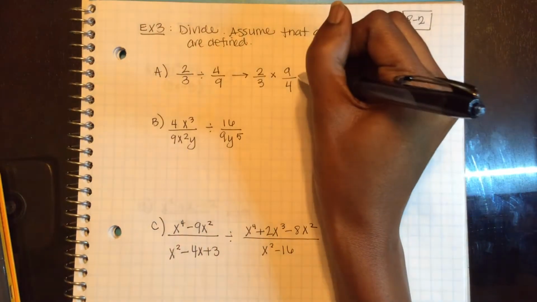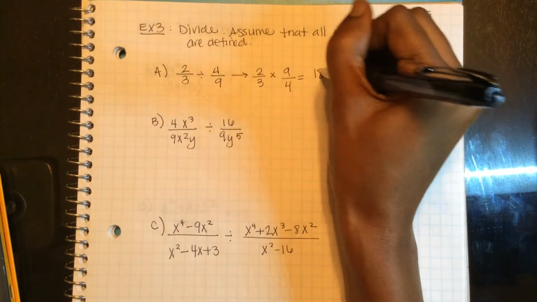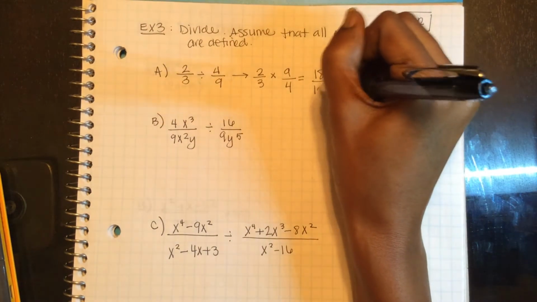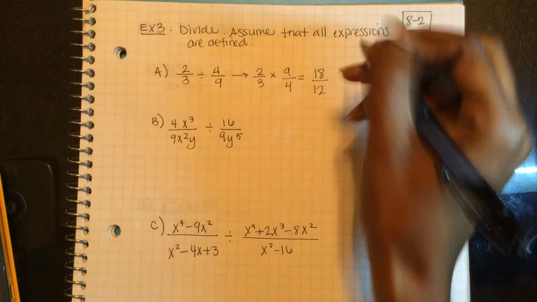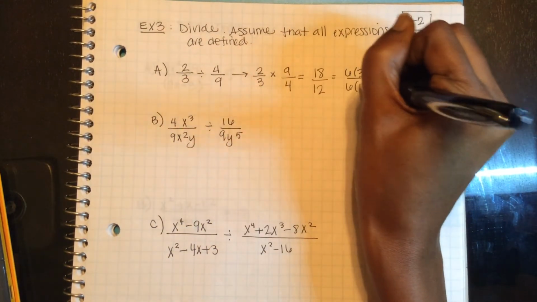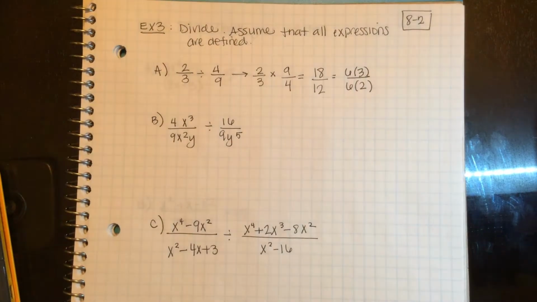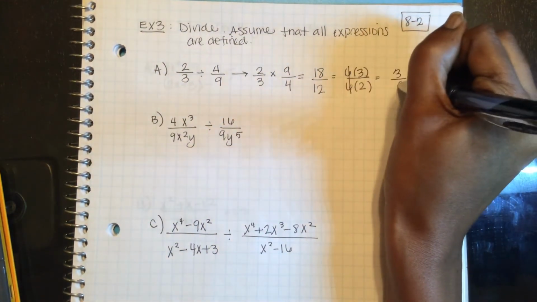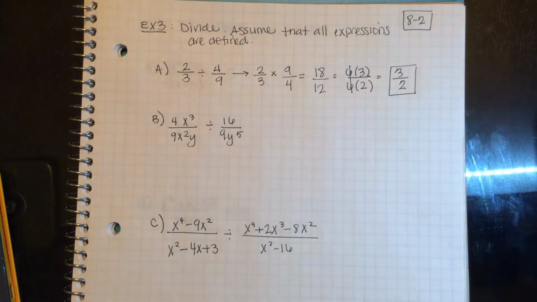When we're multiplying fractions, we multiply our numerators. 9 times 2 is 18. Our denominator, 3 times 4 is 12. To simplify this, my GCF is 6. 6 times 3 over 6 times 2, my 6 is canceled. So this simplifies to be 3 over 2.